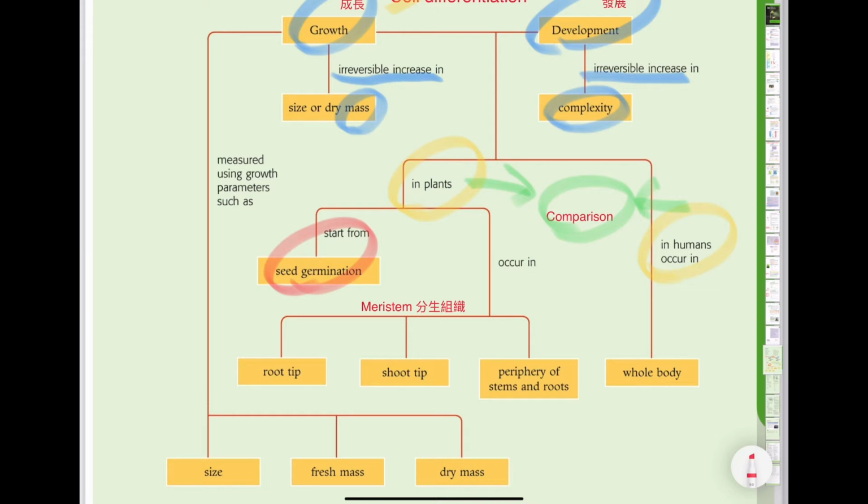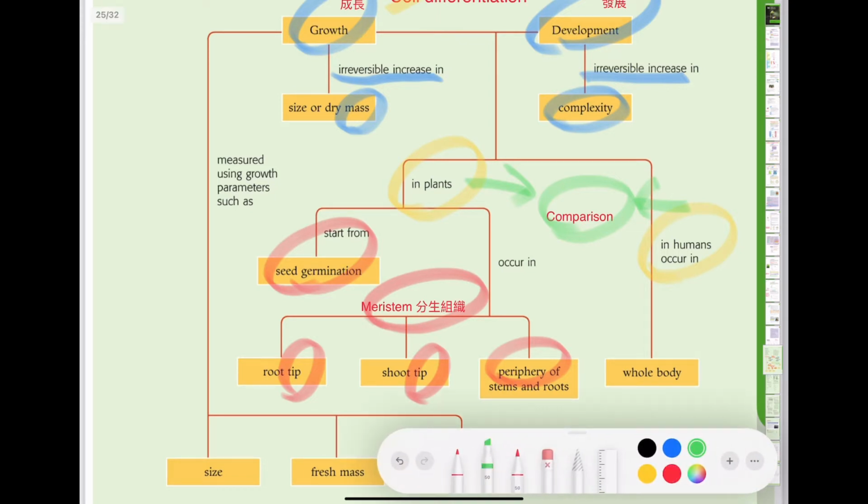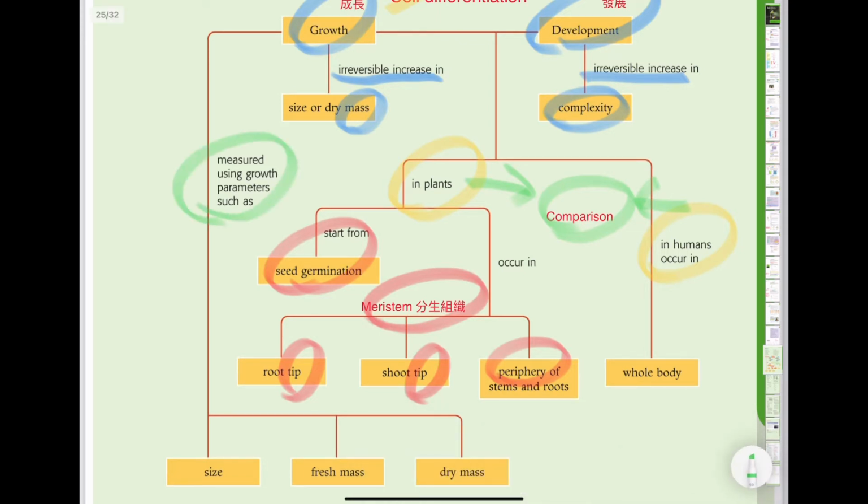After that we talk about how the plant grows or develops. That's why we mentioned the meristem: the undifferentiated cells undergo cell division. We need to know the location of the meristem, the tip of the root and the shoot, and also the periphery of the stems and root. Then we need to learn some basic measurement of growth, size or fresh mass and dry mass. We need to know the advantages or disadvantages of using those methods.